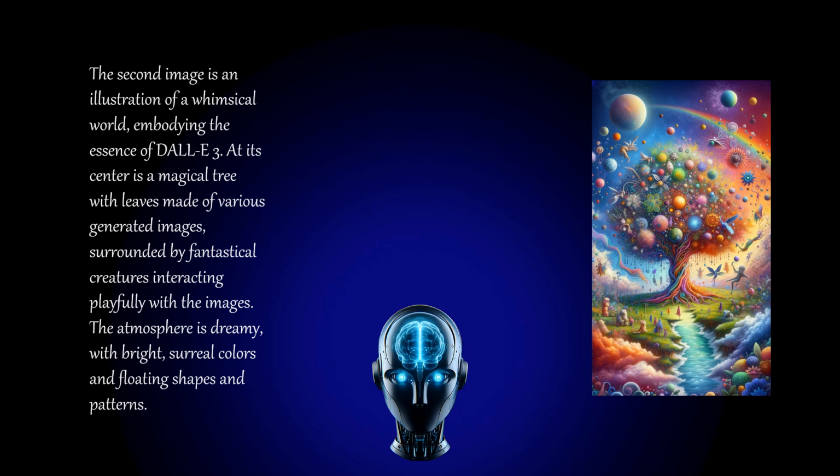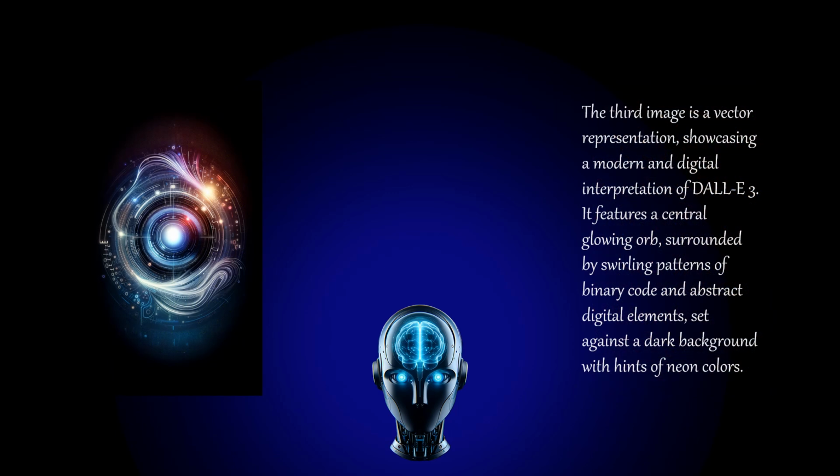And this is the second very beautiful, colorful image that Dall-E 3 created to symbolize itself. And it says that the second image is an illustration of a whimsical world embodying the essence of Dall-E 3. At its center is a magical tree with leaves made of various generated images, surrounded by fantastical creatures interacting playfully with the images. The atmosphere is dreamy with bright surreal colors and floating shapes and patterns. Very nice.